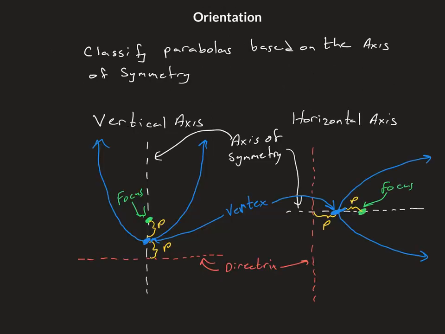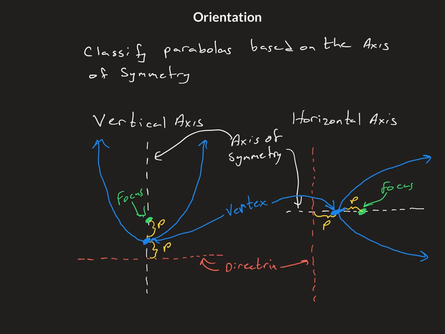So again, when we look at a parabola, we are going to be looking at its orientation. And initially, for where we're at right now, parabolas are going to have either a vertical or horizontal axis of symmetry. So when we have a vertical axis of symmetry, I'm going to have a parabola like this one here that opens up, or I could have one that opens down. We have the focus, the directrix, and the vertex, and that distance p units.